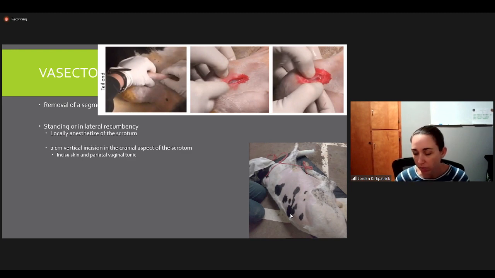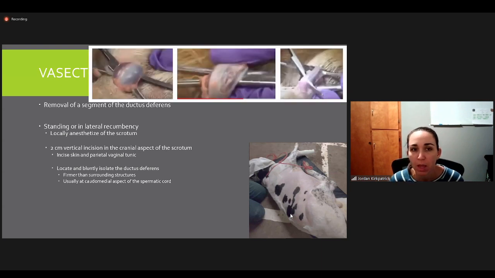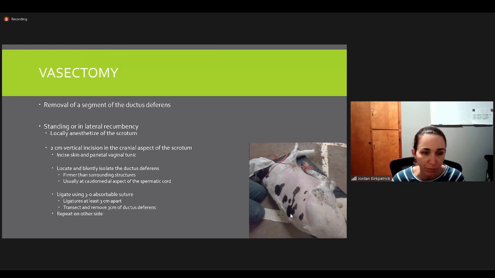And then locate and bluntly isolate the ductus deferens. You can palpate them, and they're usually firmer than the surrounding structures and kind of on the caudomedial aspect of the spermatic cord. And so this is an image of isolating the ductus deferens and the steps to do that. And then you'll ligate in 2 locations about 3 centimeters apart, because you want to take about a 3 centimeter portion and remove that for this procedure.